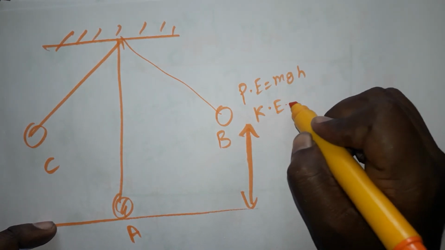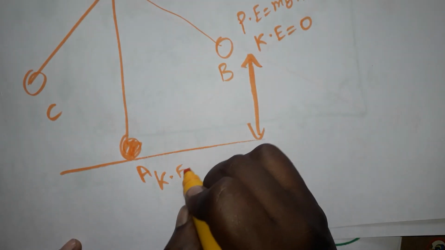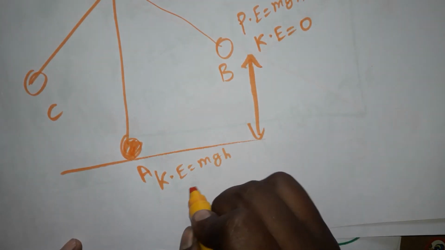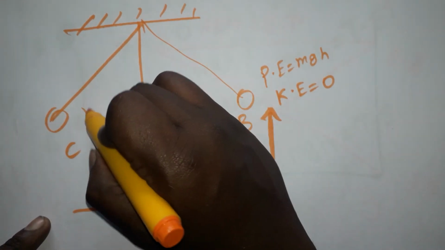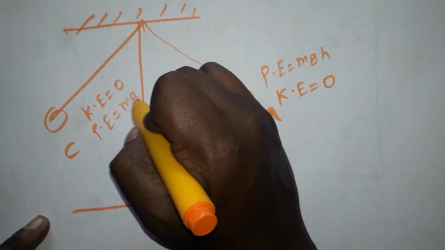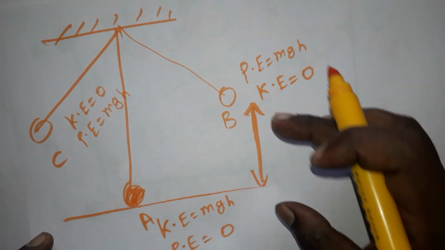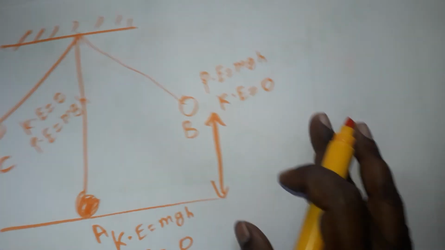Kinetic energy will be 0. At this point, when it comes to the ground, kinetic energy will be mgh, because here there is no energy stored. Potential energy will be 0. At the point C, kinetic energy will be 0, potential energy will be mgh. How can we find that potential energy is maximum? When the object is at some height, the potential energy will be maximum, because it's a stored energy.